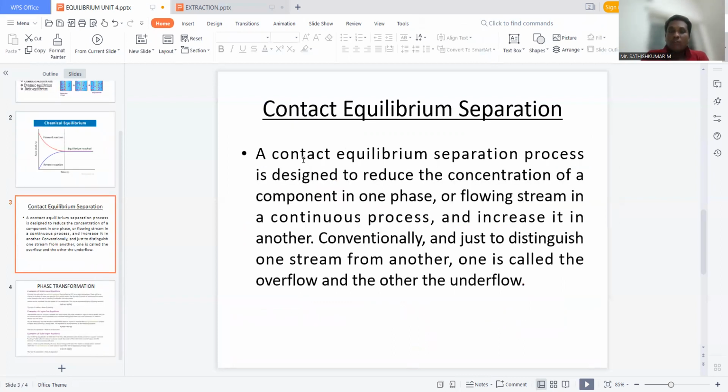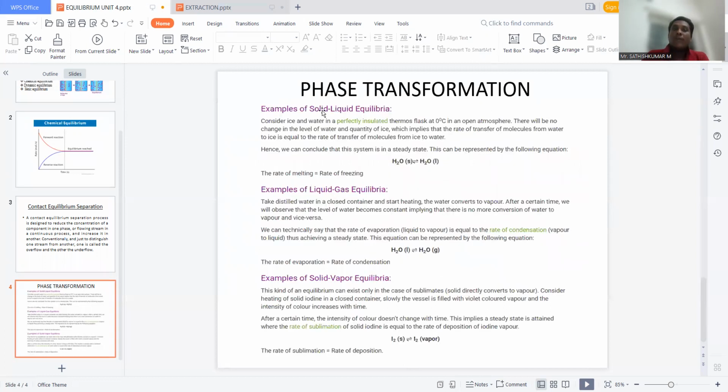Now, the definition of contact equilibrium separation. A contact equilibrium separation process is designed to reduce the concentration of a particular component in one phase or flowing stream in a continuous process and increase it in another. Conventionally, just to distinguish one stream from the other, one is called the overflow and the other the underflow. This is called the contact equilibrium process, the phase transformation of equilibrium.